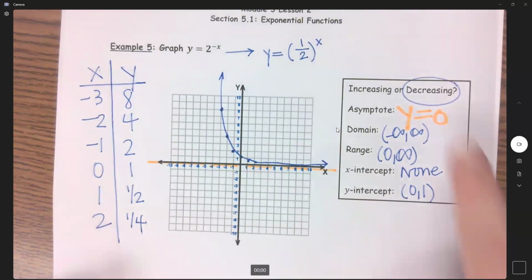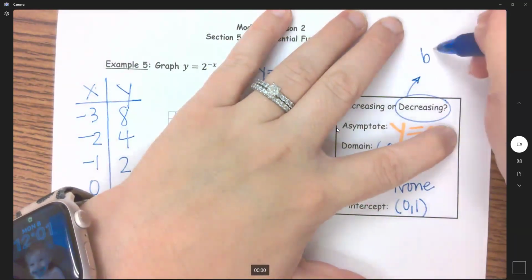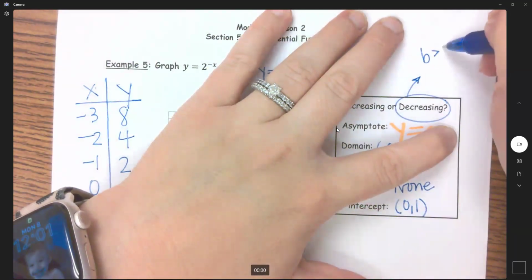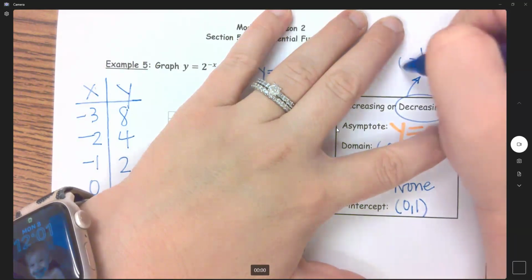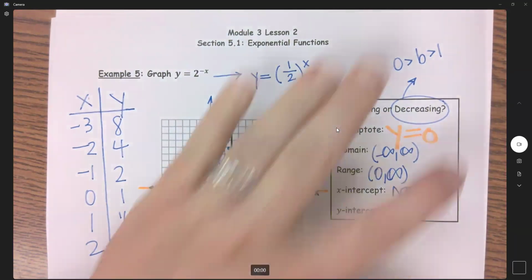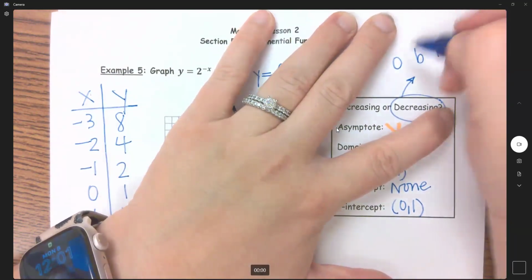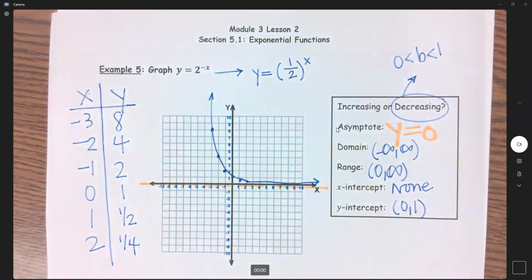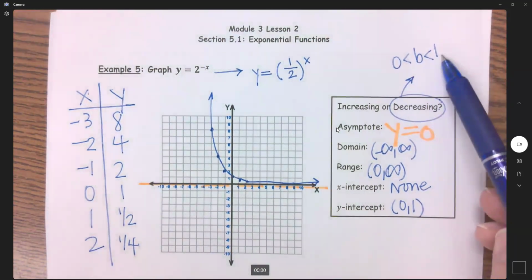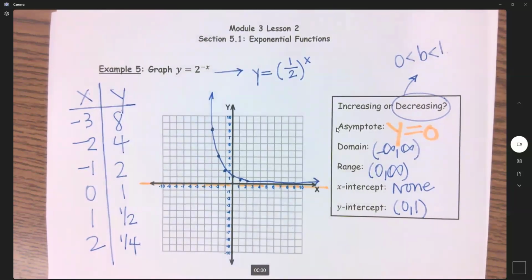Okay, so these are going to be decreasing when my base is between 0 and 1. Okay. So when my base is between 0 and 1, you will always have a decreasing exponential like this one right here.